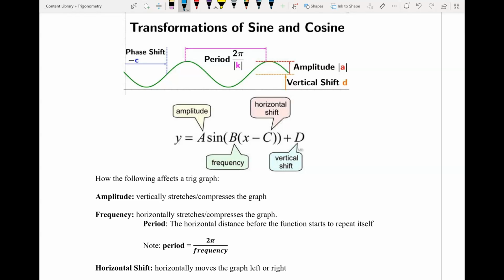If you look at the phase shift, C, this is just saying you can move it to the right or to the left. The amplitude is kind of your middle line and how high you would go from that middle line, or how low you go from your middle line. Your vertical shift is moving that middle line up or down. And your period, which is also related to your frequency, tells you how you're going to horizontally stretch or compress your graph.